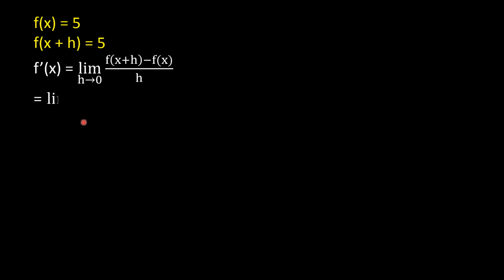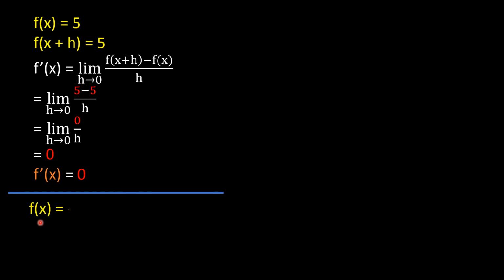Let's put the values. 5 minus 5 will become 0, so it will be 0 over h. As h approaches 0, h is not equal to 0, so this limit will become 0. Therefore f dash x equals 0. So the derivative of a constant function is 0.